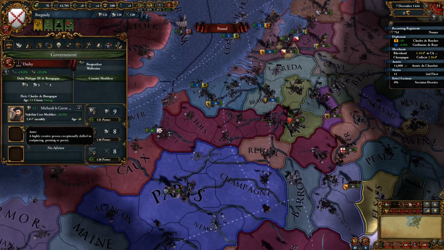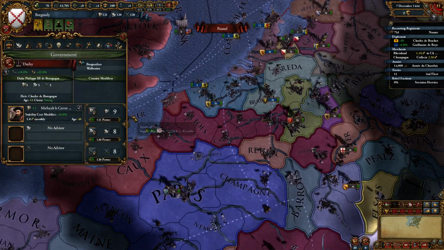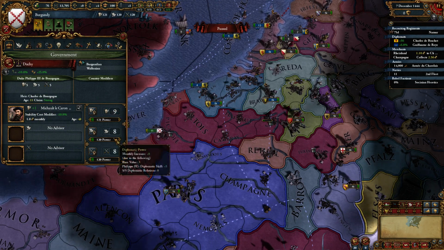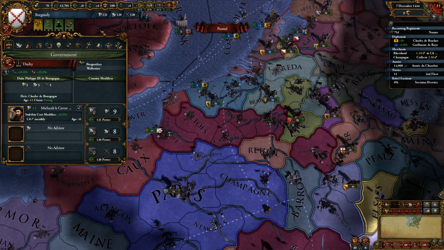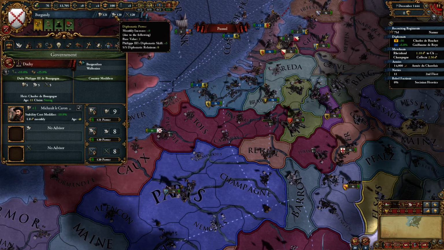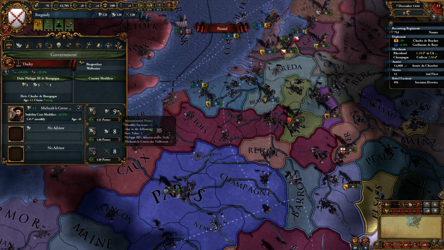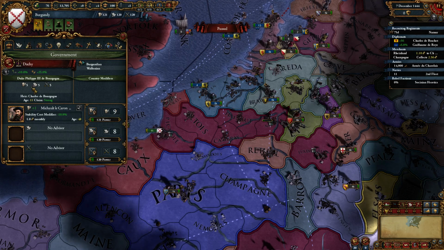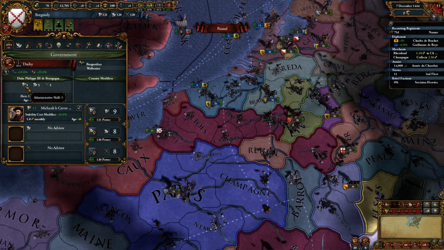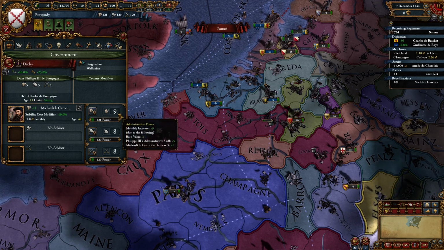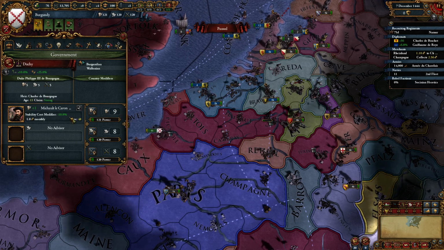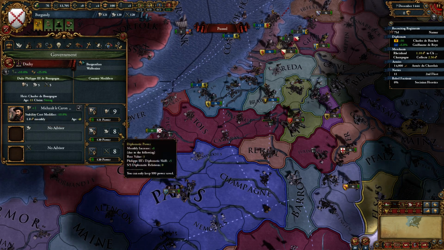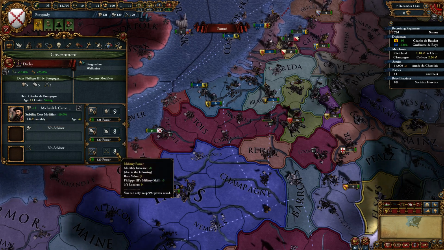Okay, so of course this gives +1 or 2 or 3 to our monarch points. Here is the total of monarch points we're producing each month: 9, 8, and 8. We can check it over here. It's the same: 9, 8, and 8. So it's basically a base value of 3 plus the number of points you get from your ruler. This is Philip, plus the +1 of this advisor. That's 1. Okay, so here we have 3 plus 5, 3 plus 5.